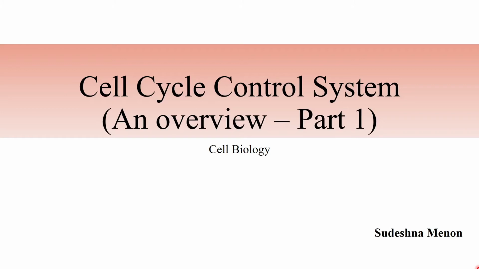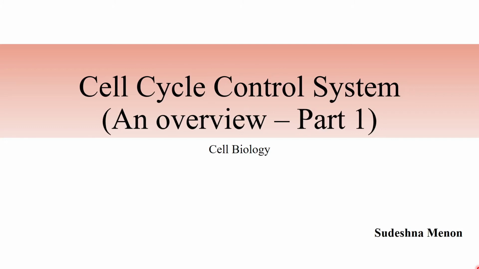Cell cycle control system. This would be the first part of the cell cycle control system. In this session, you would get an overview of the cell cycle control. So we all know that cells proliferate or multiply. And every cell, because they ought to multiply, has what is called a cell cycle. Within the cell cycle, there are different phases where different functions happen, and all these ultimately help the cell undergo division.